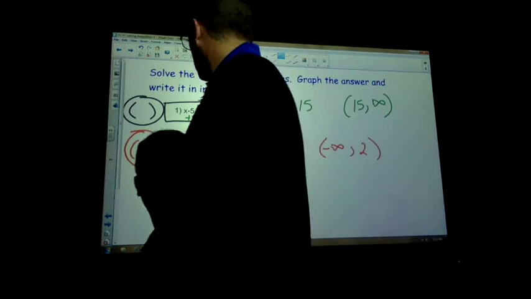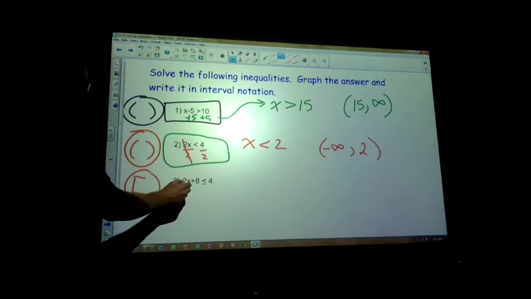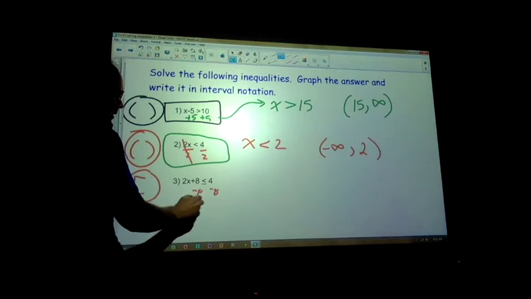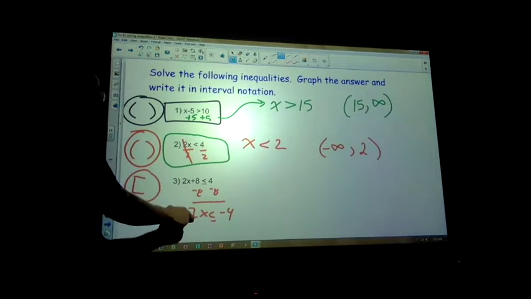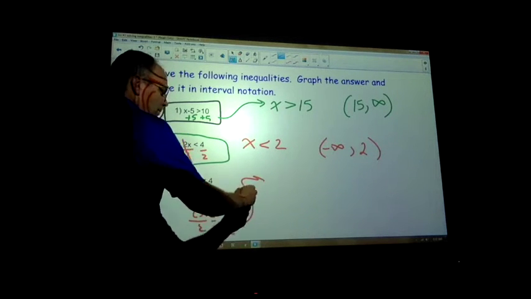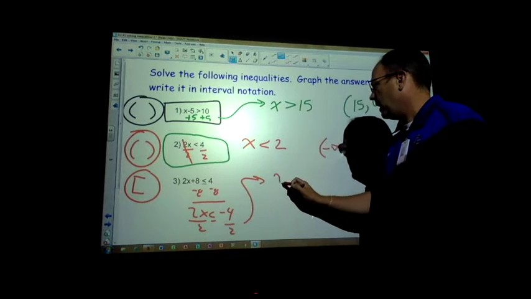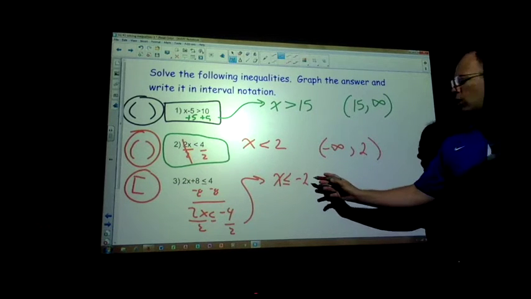All right. This one, we need to know that it should have a square bracket someplace in there because of the line underneath. Both sides don't have to have it, right? Especially if one side has the infinity on it. So if I solve this, first thing I would do is subtract 8. That gives me 2x is less than or equal to -4. And I'm going to divide by what? 2. I'm dividing by a positive number, so I get x is less than or equal to -2.